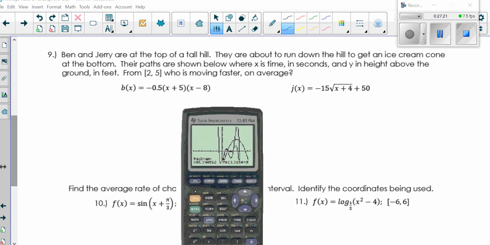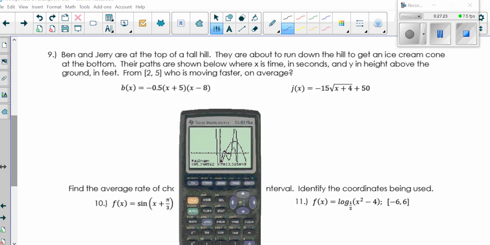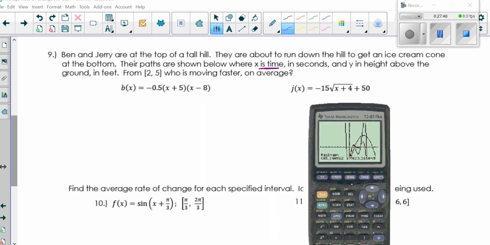Let's see. Ben and Jerry are at the top of a tall hill. They're about to run down the hill to get an ice cream cone at the bottom. Their paths are shown below, where X is time in seconds and Y is the height above the ground in feet. From the interval 2 to 5, which is talking about 2 to 5 seconds, right here, who is moving faster on average? Well, this is talking about an average rate of change, so I need to find the average rate of change for both functions.